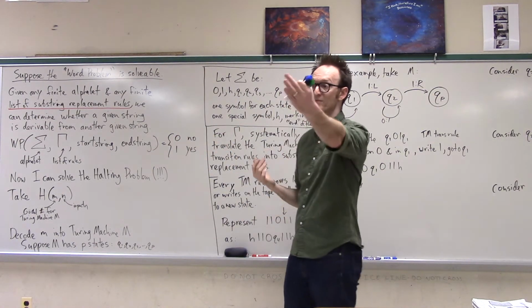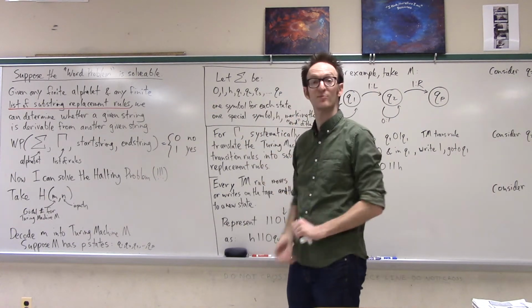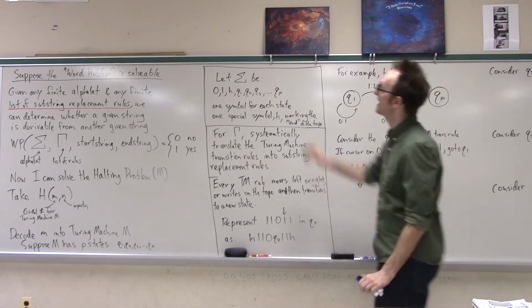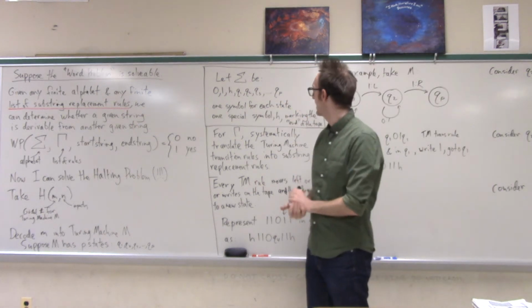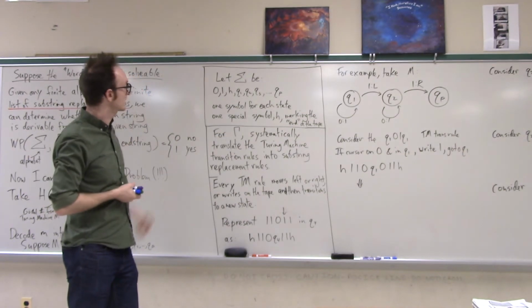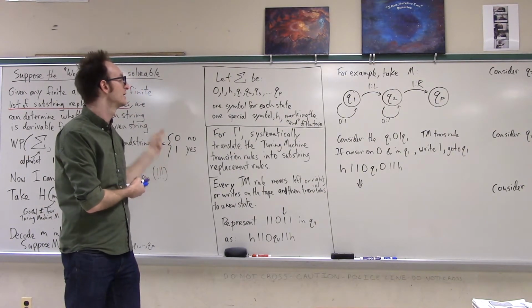And then to the left of that and to the right of that are just an infinite string of blanks or zeros. Okay, so that's the alphabet. What are the rules? Well, to get the rules, we're going to take the Turing machine and systematically go through that Turing machine.